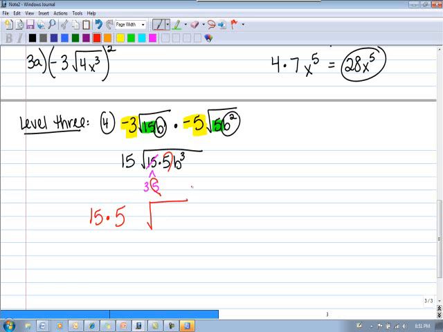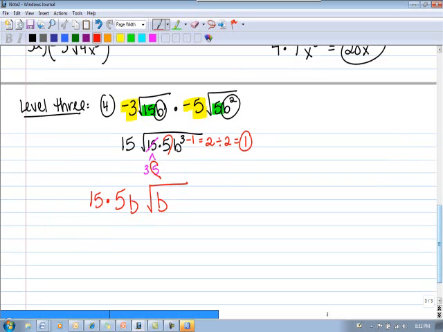And since my exponent on my b is odd, I know that I'm going to bring 1 b at home, or leave 1 b at home. So I subtract 1 from the exponent because I left them at home, which means I have 2 b's left. So I divide that by 2 to see how many pairs I get that get taken outside, and that's only 1. So 1 b gets taken outside, and we simplify this a little bit. 15 times 5 is 75. B times the square root of b, and that's my final answer.